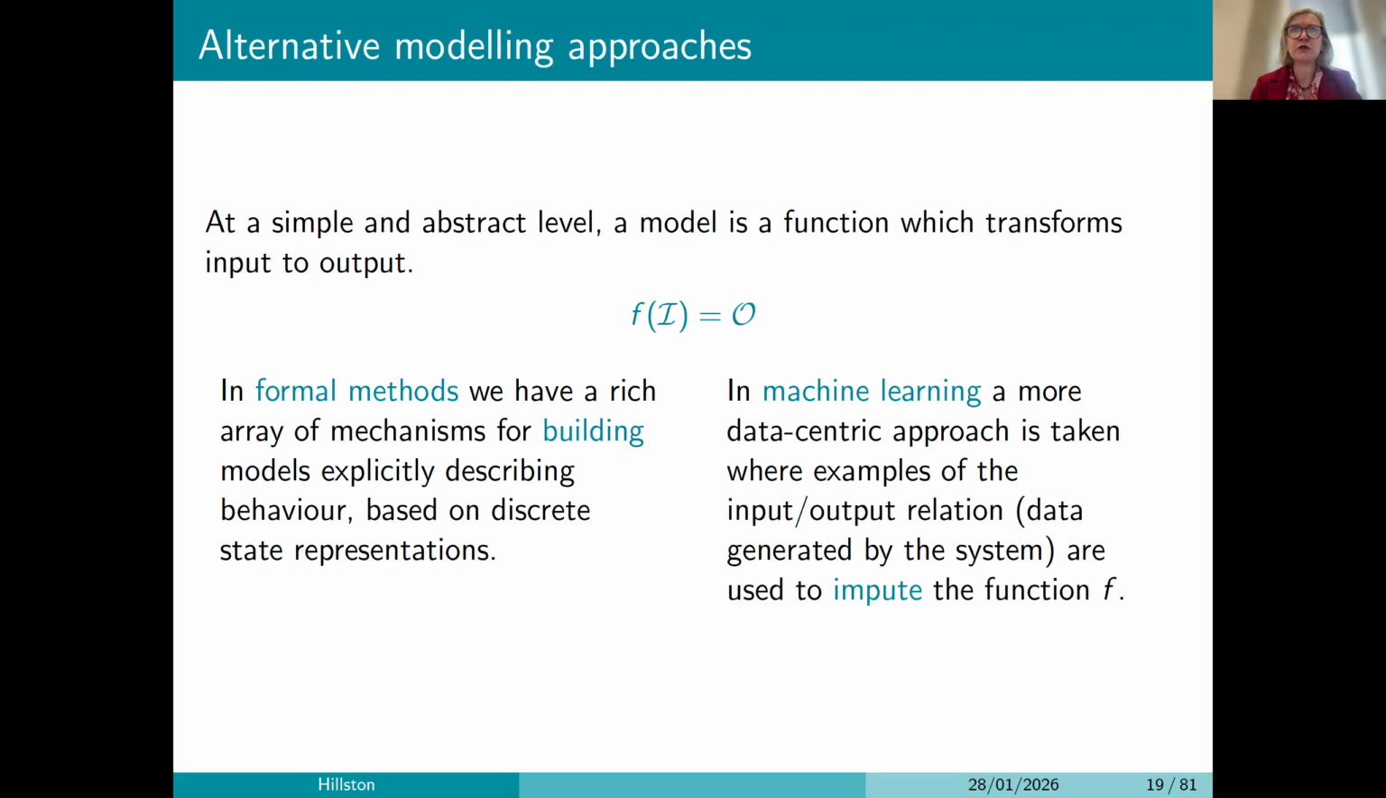In our formal models, what we do instead is we really look at the mechanisms within the system, and we explicitly build a representation of that function based on our state space representations. As I say, this has the advantage of greater explainability. It also allows us more freedom of extrapolating to how certain changes within the system might change the output that we observe.